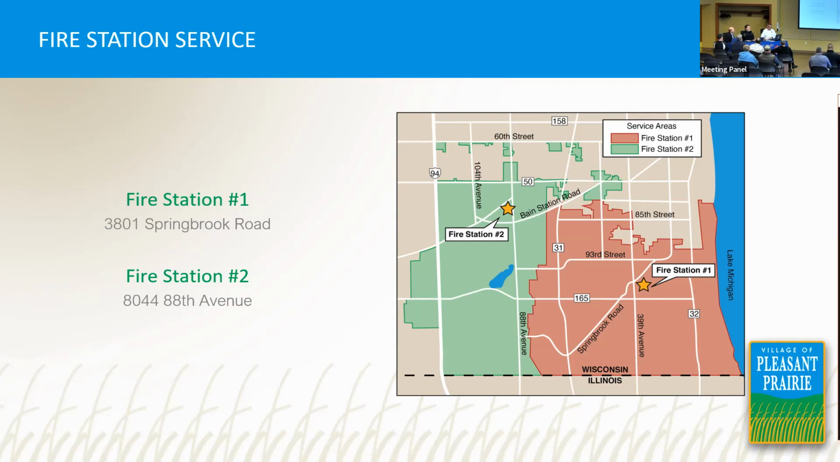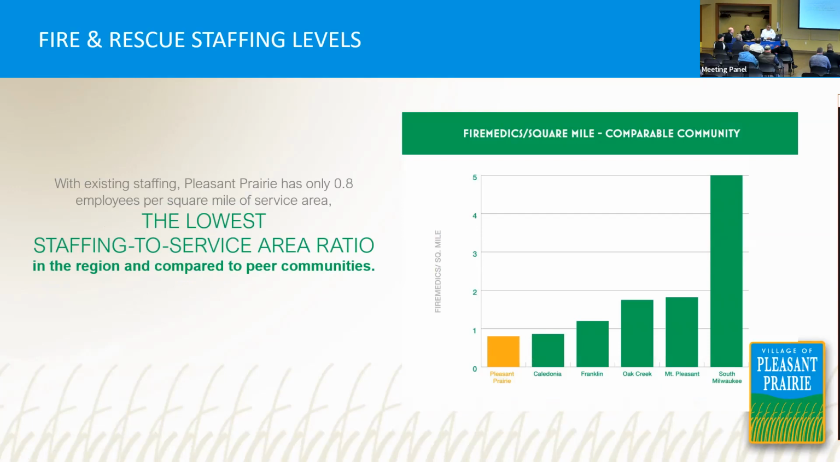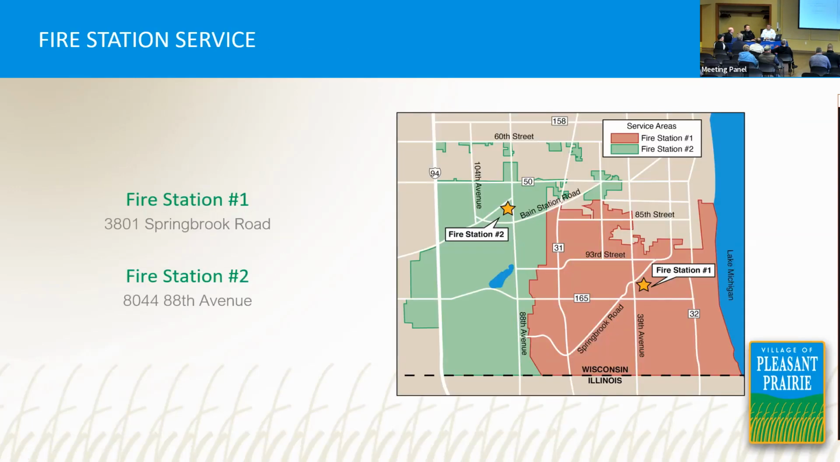Chief, before you move on, can I have you add a little bit of color with regard to the previous slide? We talked about the service ratios and how we have the smallest service ratio, really that's staffing to that full 33 square miles. Why is that important? Even when we look at the map, why do we raise that as a point?